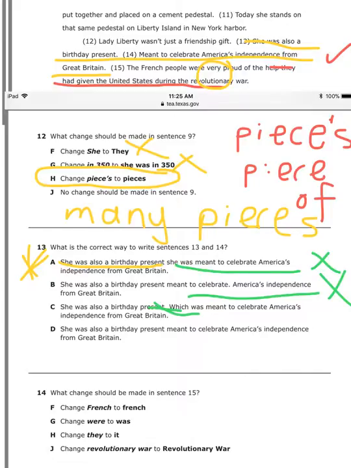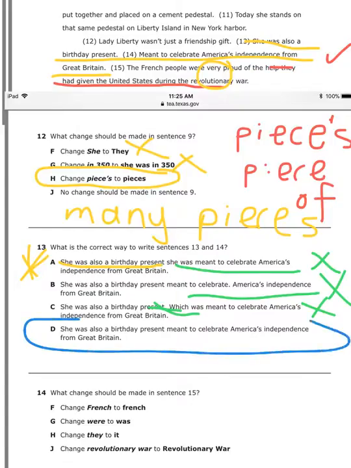This is not okay. Let's read letter D. Maybe that's the best one. She was also a birthday present meant to celebrate America's independence from Great Britain. This one sounds perfect. I'm going to use my blue. This one is perfect. Okay? Let's move on to sentence 15. Question 14 is talking about sentence 15.